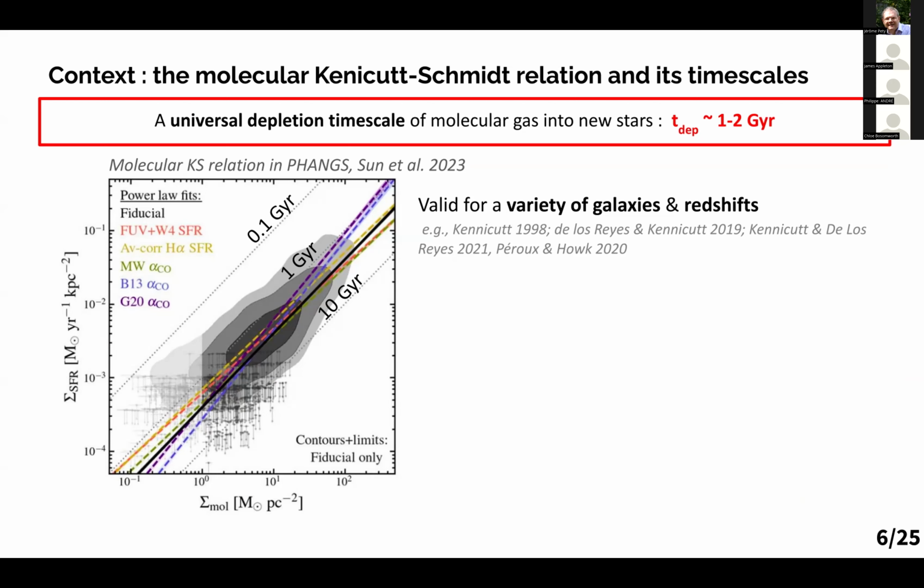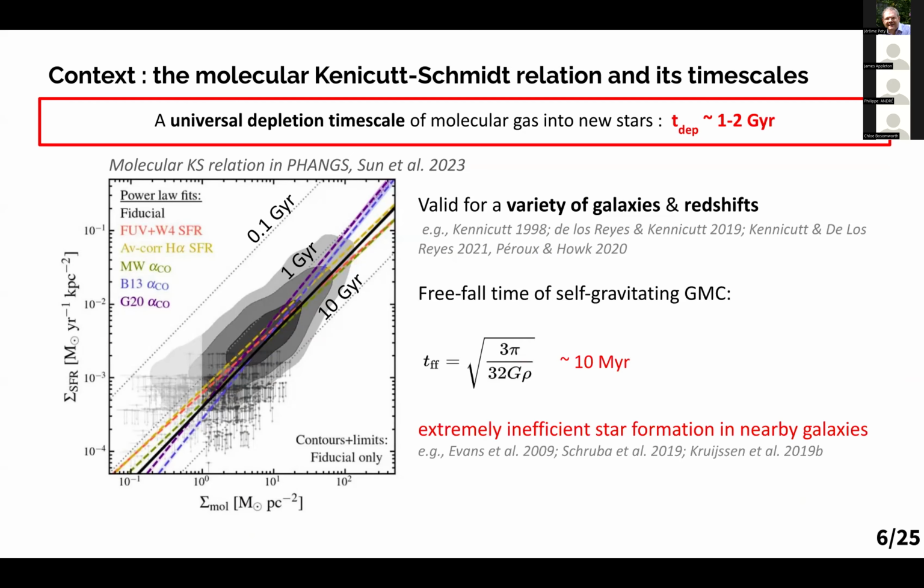And most of the galaxies lie on a single linear line corresponding to a timescale of only 1 to 2 gigayears. And this timescale is actually extremely stable over a variety of environments and also over redshift. So if we could convert the entire mass of a galaxy into stars, this is the timescale that would be associated with it. But a surprising fact is that if you look at the theory for self-gravitating molecular clouds, the timescale of a free fall for such a molecular cloud is much smaller, closer to only 10 megayears.